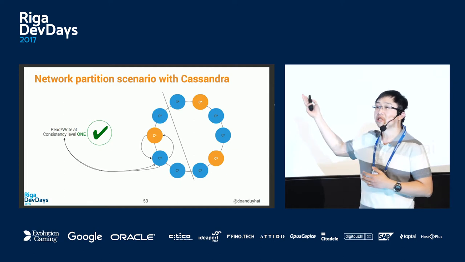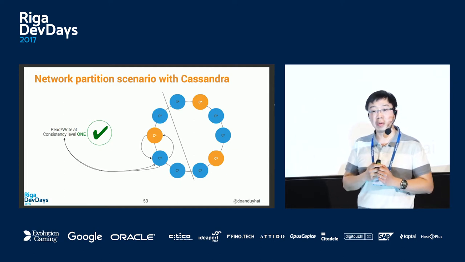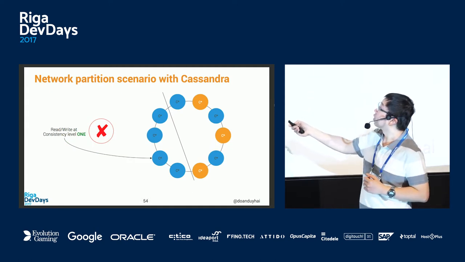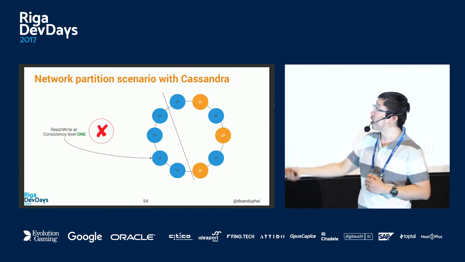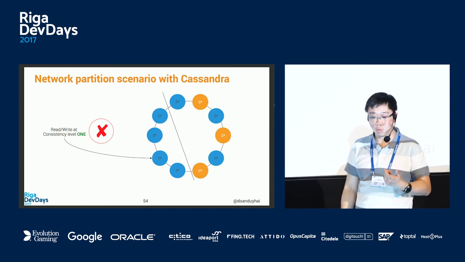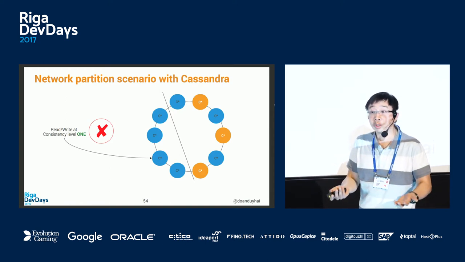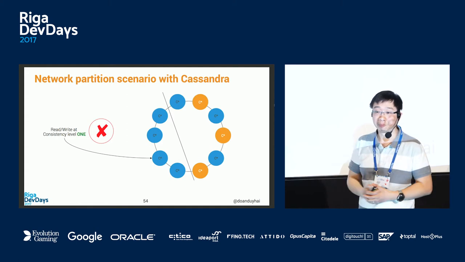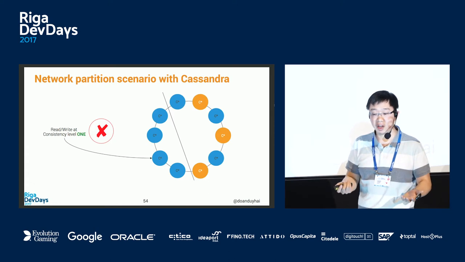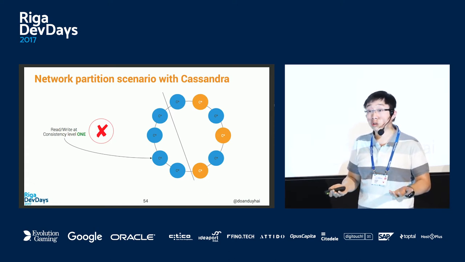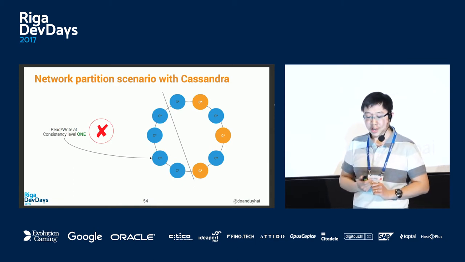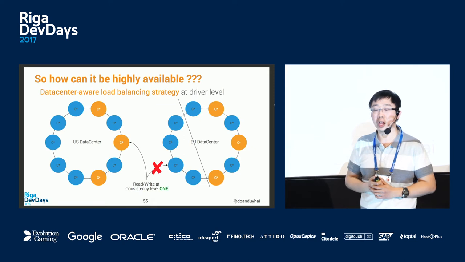But this is an optimistic scenario. Now let's be pessimistic. Imagine that all of your three copies remain on the same partition side, and your client is reading from this side. Even with consistency level 1, it will fail because you don't have any copy of your data here. So when people say that Cassandra is highly available, is it really true in all cases? No. But there is one scenario you can be highly available.